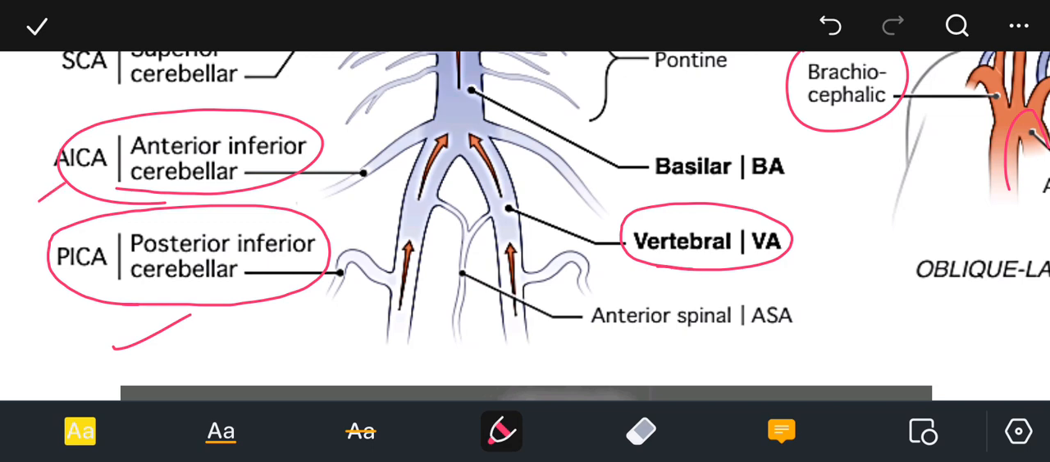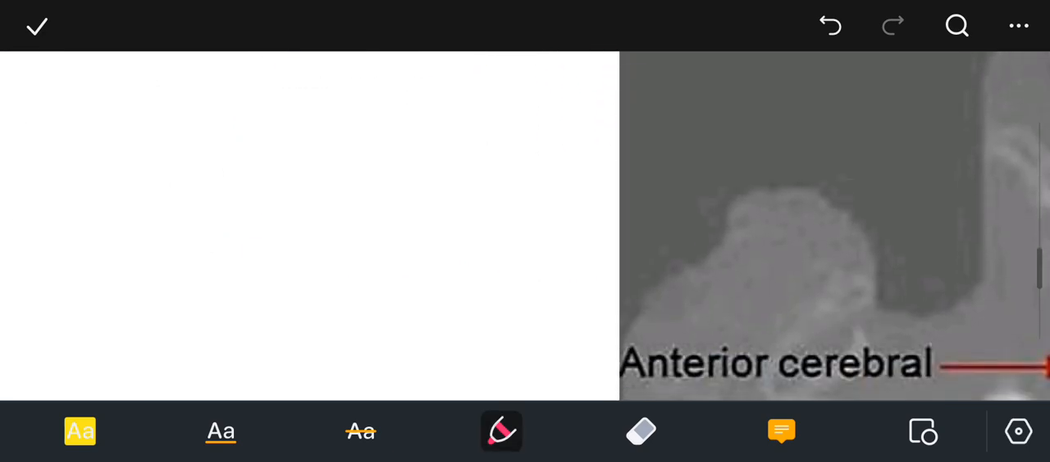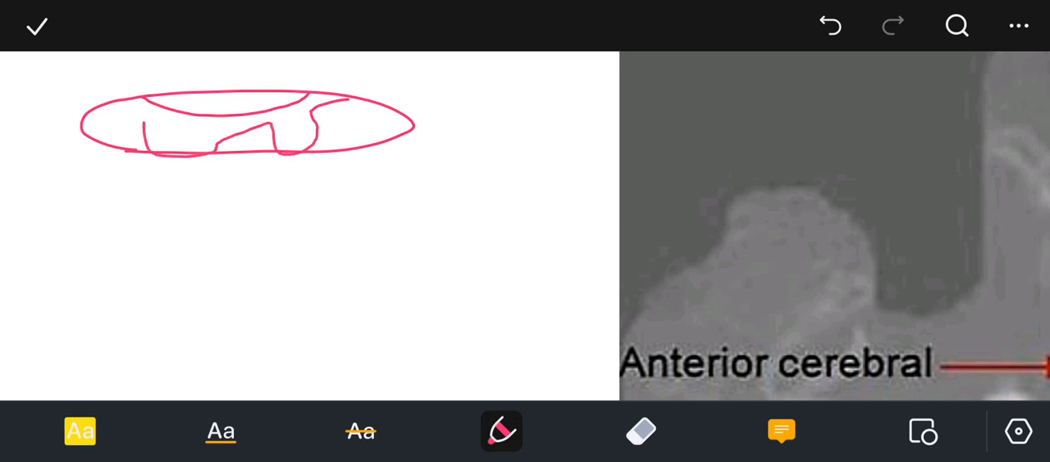Two vertebral arteries anastomose together to give rise to anterior spinal artery. If I draw a spinal cord over here, something like this. There is a butterfly inside, and this and this.